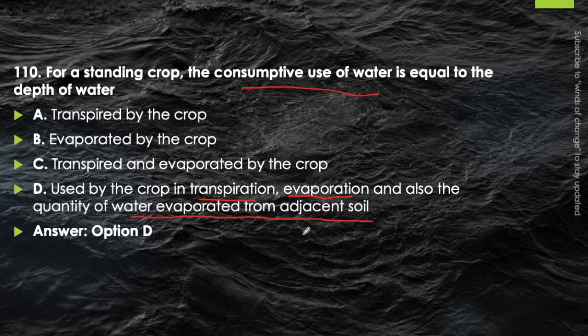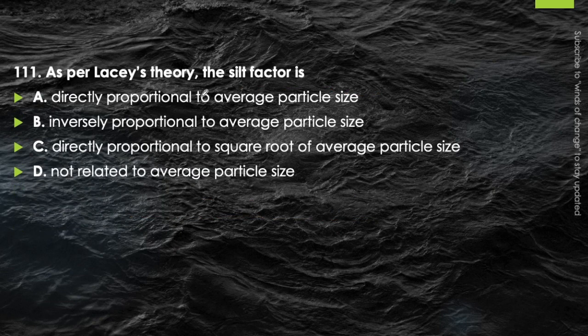Okay. Next question. As per Lacey's theory, the silt factor is directly proportional to the average particle size, inversely proportional to the average particle size, directly proportional to the square root of the average particle size, or not related to the average particle size. Lacey's silt factor. Think about it. Can you recall the formula of Lacey's silt factor?